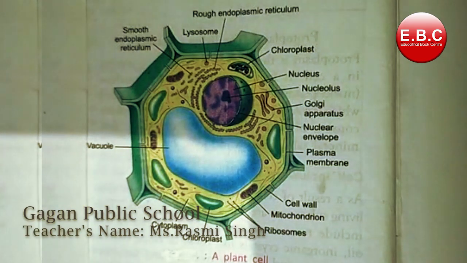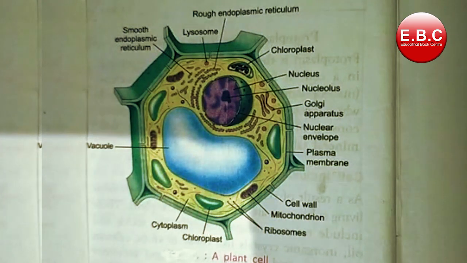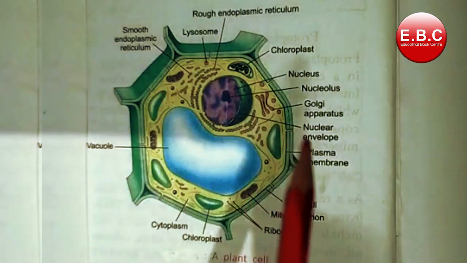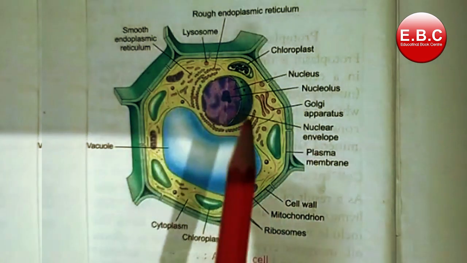In the previous session, students, we discussed the structure of the animal cell and its organelles with their functions. Today, we discuss the plant cell and the organelles present in it. See, students, this is the structure of the plant cell.